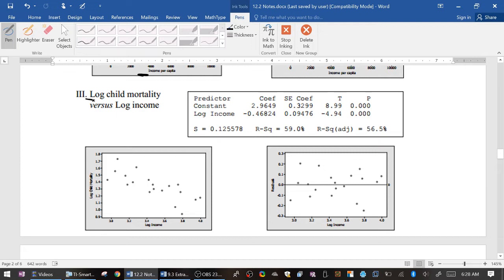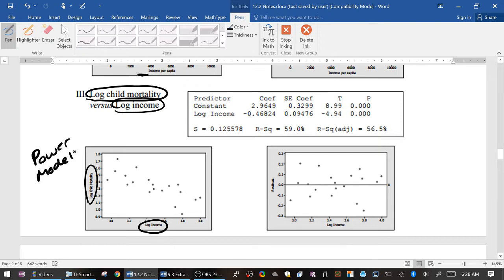Okay. So as we scroll down a little bit more, number 3 has log of child mortality versus log of income. So if you notice, there's 2 logs. We got a log on the y-axis. We got a log on the x-axis. That's proving that this is done using a power model. And if we look at the scatter plot, this scatter plot looks really linear. So out of all these 3 distributions, that power model is the one that's going to fit the best. Okay, so we are going to use this data table, and we're going to use all of this information to run our regressions.